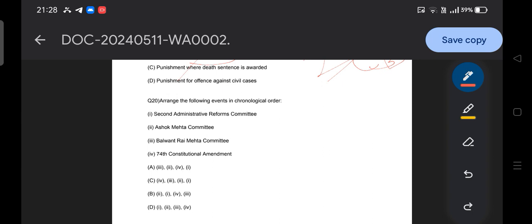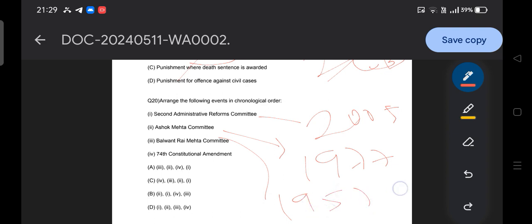To arrange the chronological order, you need to remember the factual information: Second ARC 2005, then Ashok Mehta Committee 1977, then Balwant Rai Mehta Committee 1957, then the 73rd Constitutional Amendment Act 1992. So you can try to match accordingly. First obviously Balwant Rai Mehta Committee, then Ashok Mehta Committee, third and second, and you get the answer. Option A is the answer.